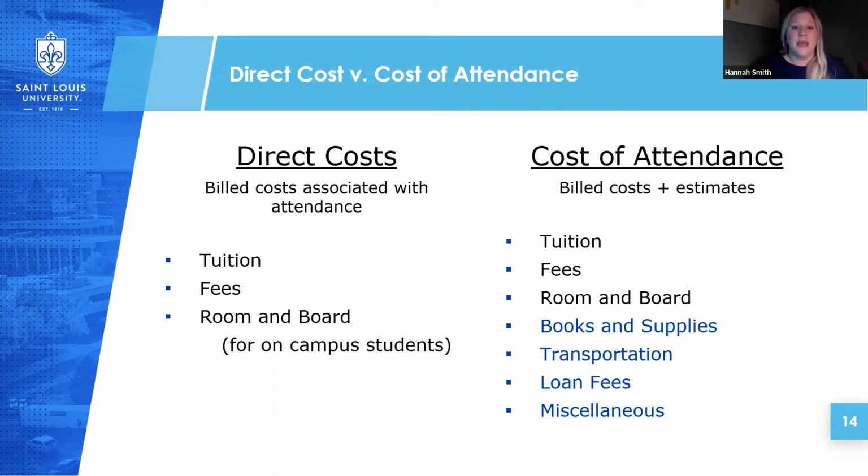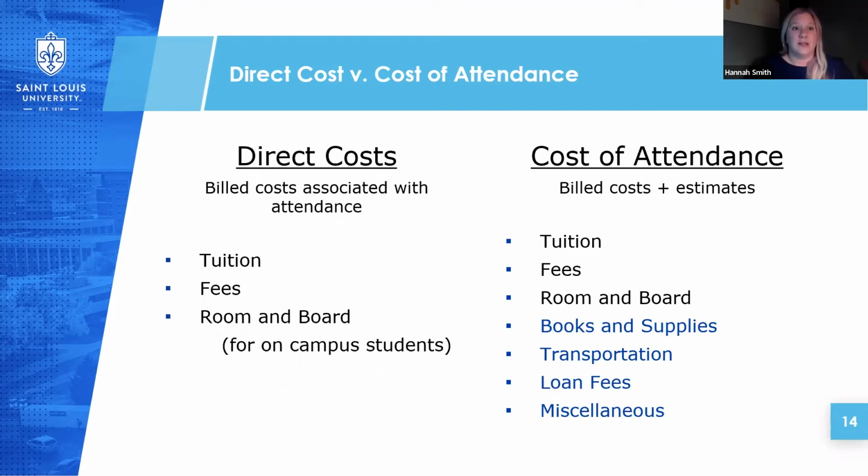Cost of attendance includes those direct billed costs, but it also includes a series of estimates for things like books and supplies, transportation, personal expenses for students that represent a maximum budget that your student can accept financial aid up to for that academic year. So the cost of attendance is likely going to be a little bit higher than what you're expected to see through those direct costs alone.